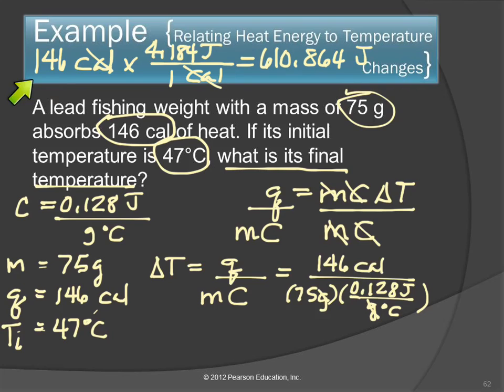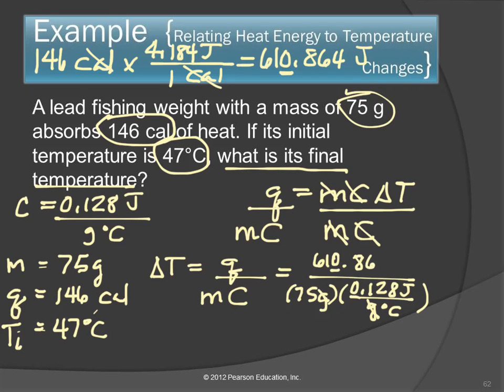My 146 has 3, and this one has 4. So this is limited to 3. I'm going to underline the third digit so I remember that it only has 3 sig figs. Now, down here, I'm going to erase this number and sub in my converted Q so that the units are going to work out. So that's 610 underlined.